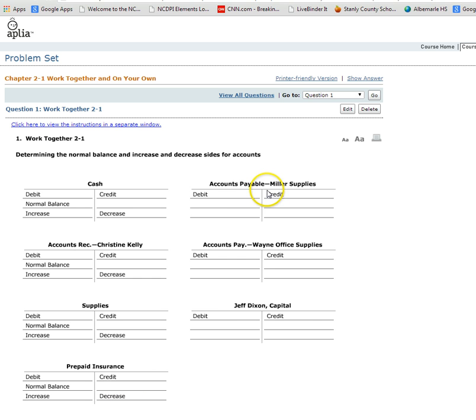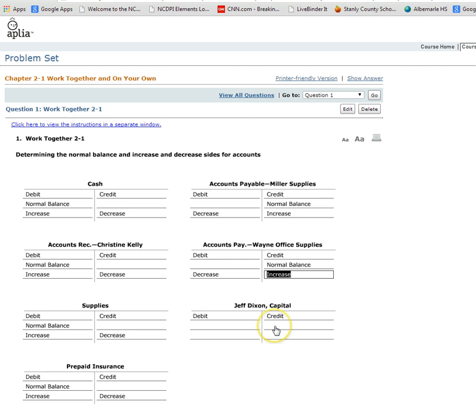Okay, accounts payable. Accounts payable is a liability. Its normal balance side is a credit. The normal balance side will show increases, which means for this liability, this is going to be your decrease. Accounts payable, it's a liability. The normal balance side is the credit side. Okay, this side shows increases, which means the debit side shows decreases.